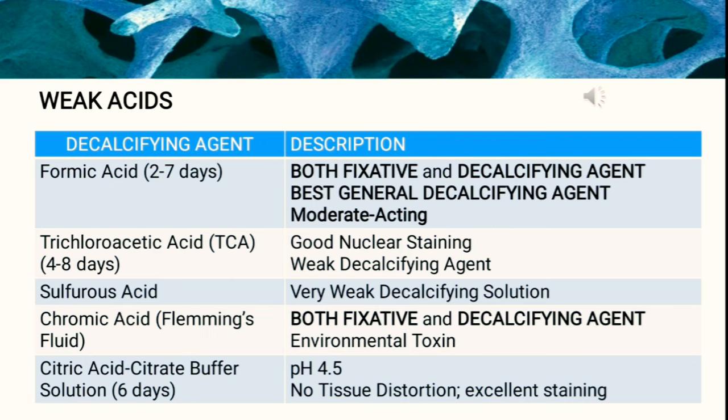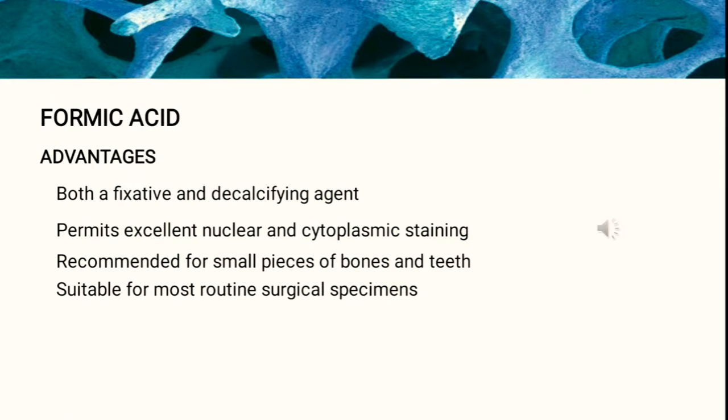First, we have our formic acid, which has the following advantages. It can serve as a fixative and a decalcifying agent at the same time. It permits excellent nuclear and cytoplasmic staining. It is recommended for small pieces of bones and teeth, and it is suitable for most routine surgical specimens.